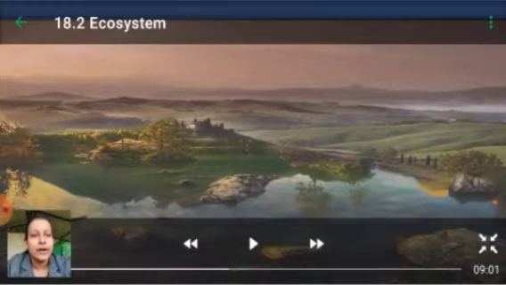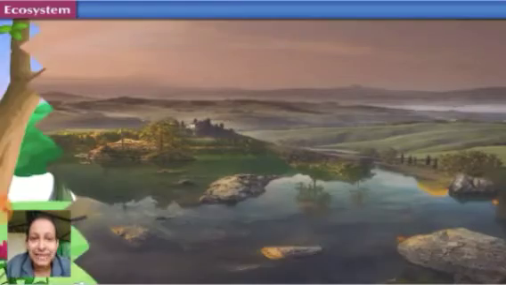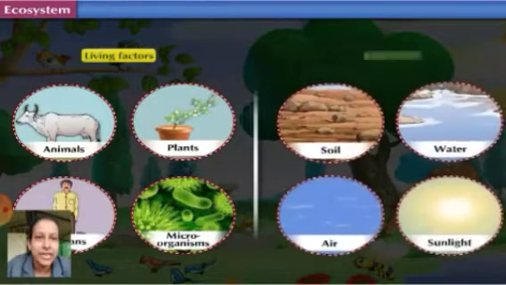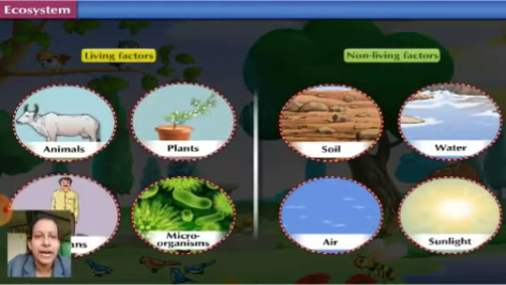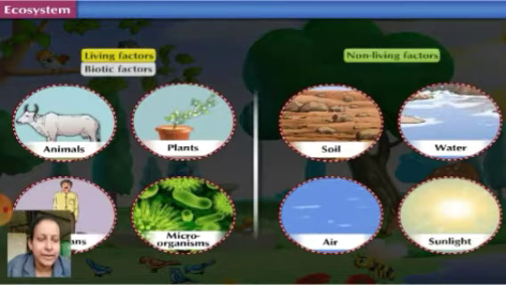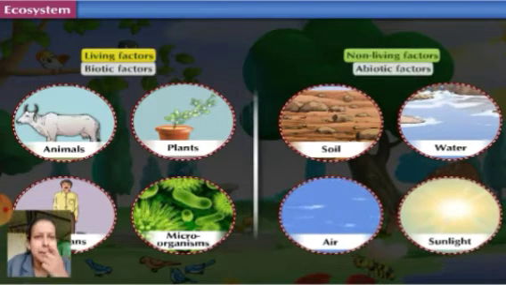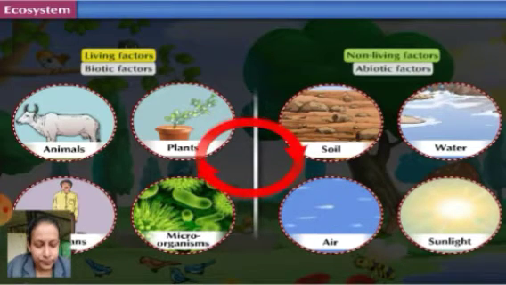Now, the world in which we are living is surrounded by or made up of many living and non-living things. Living things are also called the biotic factors, and non-living things are called abiotic factors. There is continuous interaction between living as well as non-living things, or biotic and abiotic factors.